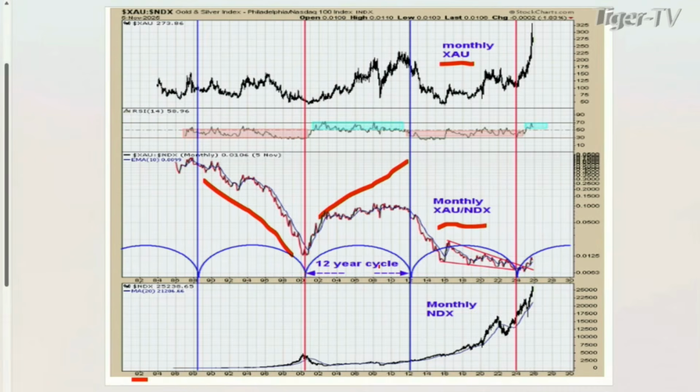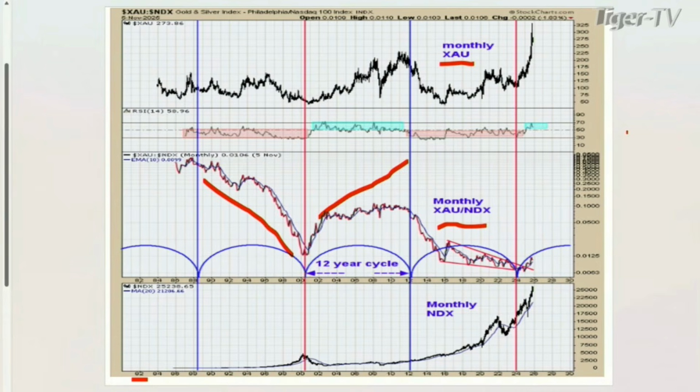That said, the XAU outperformed the NASDAQ. And from 2012 to 2024, another 12-year cycle, this ratio went down for 12 years. In other words, NDX outperformed the XAU.